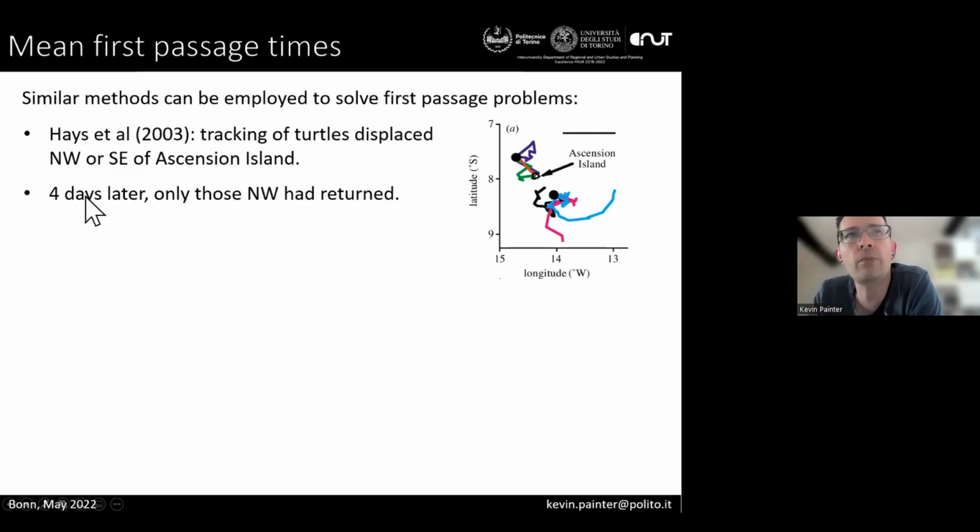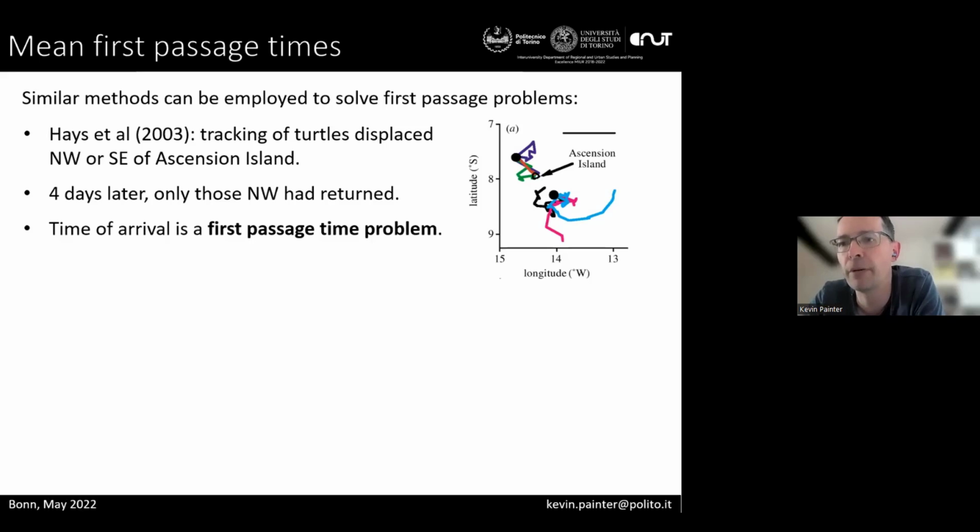What they actually found was that 4 days later, only those that had begun northwest, so these ones up here northwest of the goal, had returned. The ones southeast of the goal hadn't managed to get back. They speculated this was very much down to the patterns of wind around the island, but I'm not going to go into that here. But this is essentially what we would call a first passage time problem. We're taking some population, releasing them, and then we're interested in how quickly they're going to be able to get back to their goal.